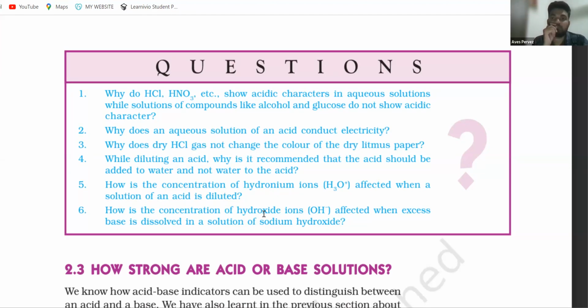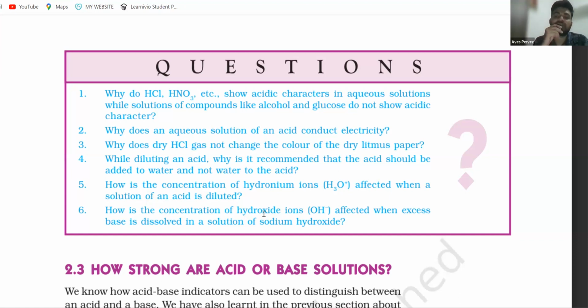The concentration of OH ions is increased because a base is added to a base. The concentration of OH ions will increase. Okay. If the concentration of OH ions increases, will the concentration of H plus ions increase or decrease? Decrease. If I ask you, do basic solutions also have H plus ions?